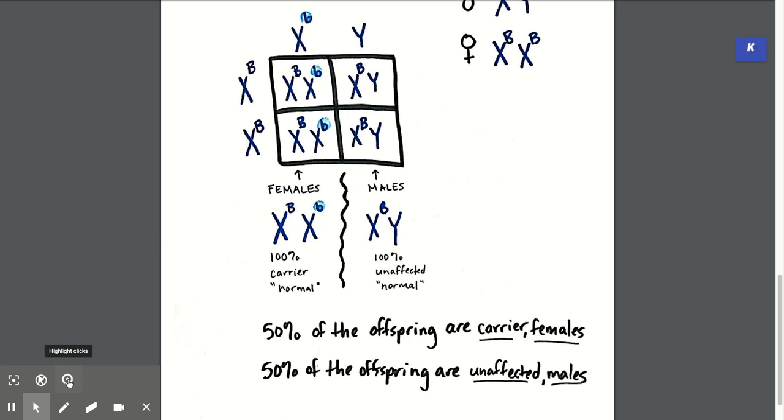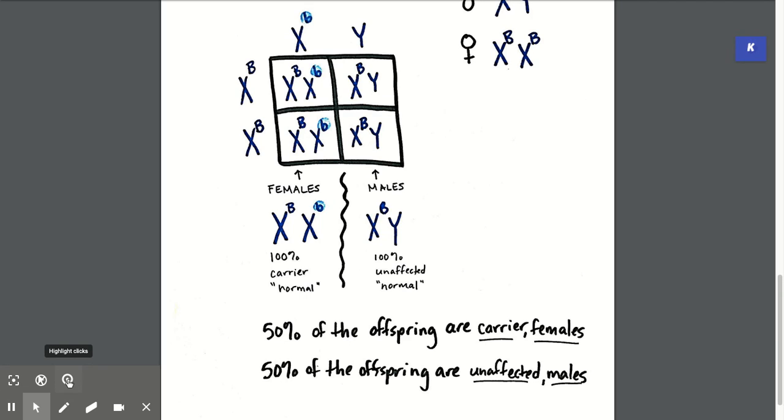This is really a cool problem just to look at. On a side note, this mother here is unaffected, but the father is colorblind, yet none of their kids could possibly be colorblind. Okay, any daughters are going to be carriers, but will not be affected, which is kind of neat.